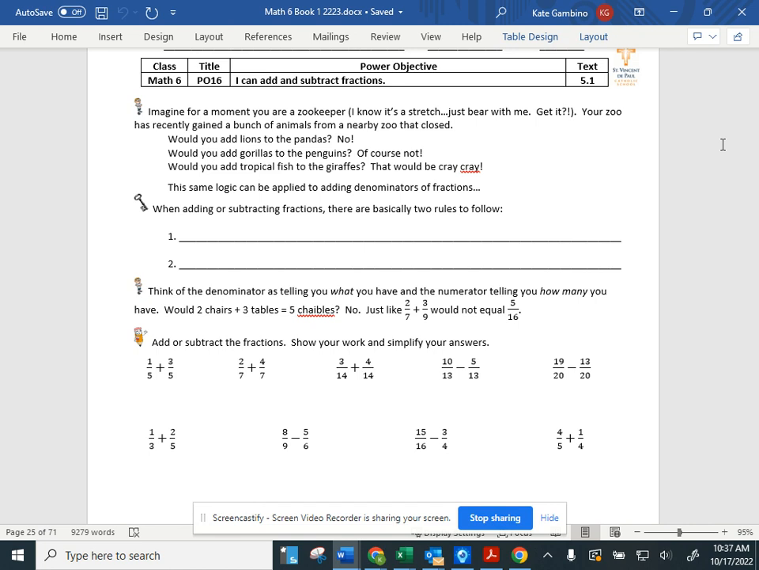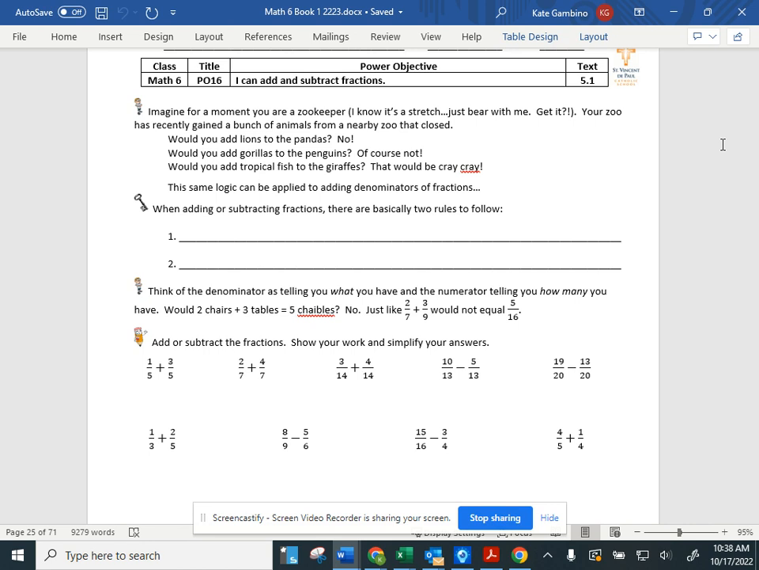The same logic can be applied to adding denominators of fractions. They have to be the same. We're not going to put lions with the pandas. Okay, when we're adding or subtracting, those denominators cannot be different. We don't want to add different animals. We're not going to add different denominators. So when adding or subtracting fractions, there are two basic rules to follow.